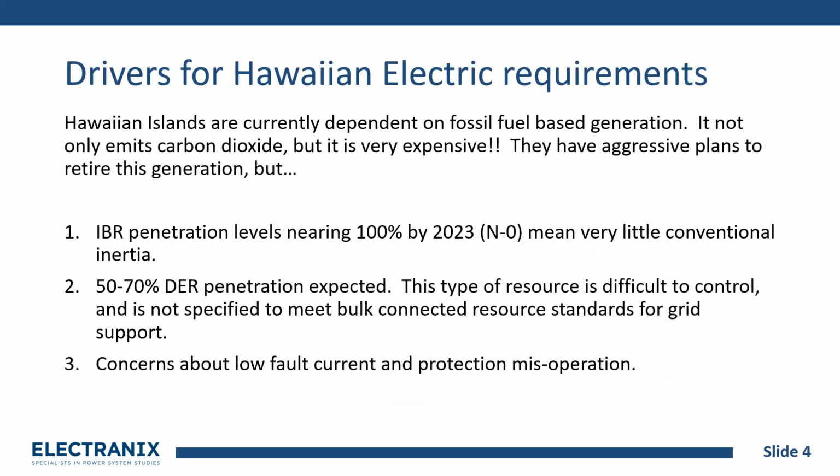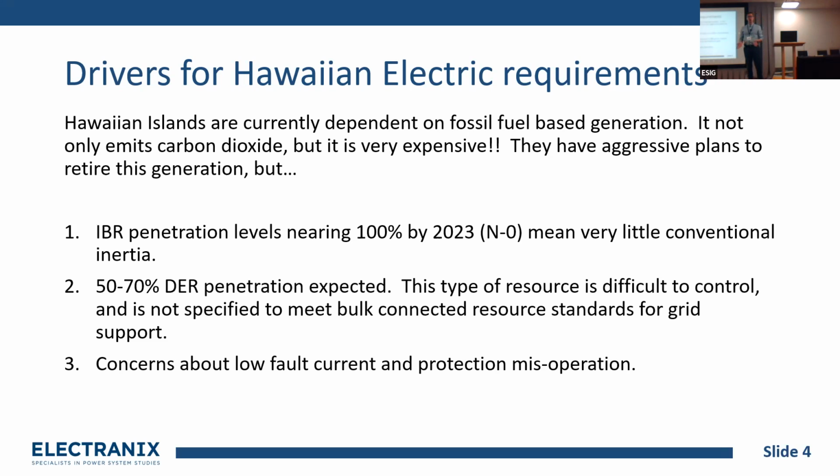Now let's go back to the content. The drivers for the interconnection requirements in Hawaii: we're going to start with penetration levels. We've got very high renewable penetration levels, and we're talking now not about instantaneous, in an ordinary operating time frame, but N-0 before a fault, being 90%, close to 100%. The key is the second point: 50 to 70% of the generation at a normal time could be met by distributed energy resources. That's very high.